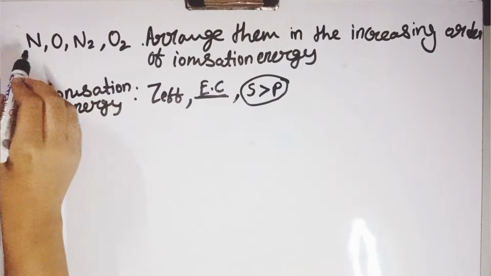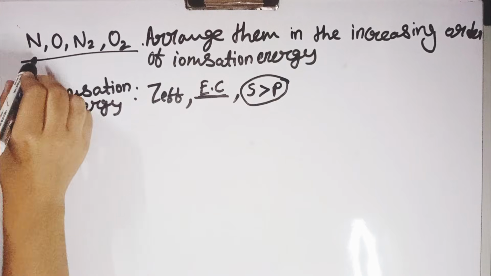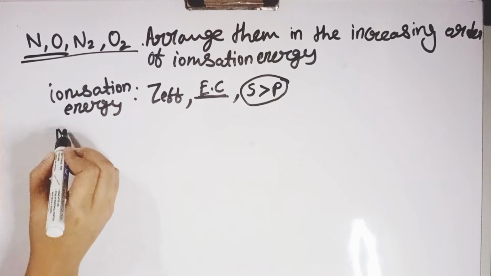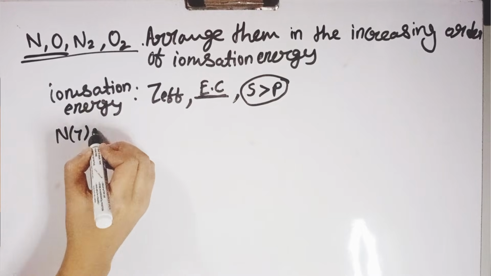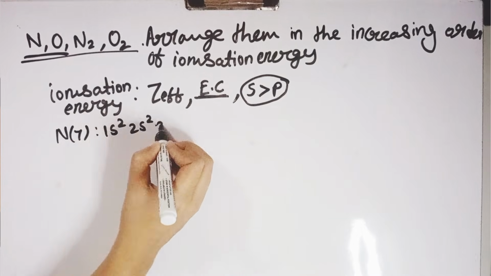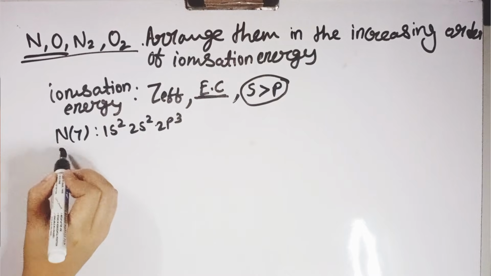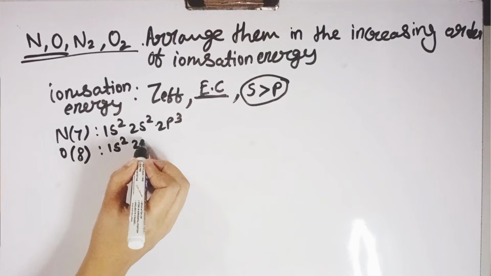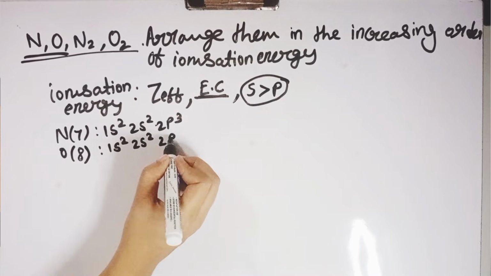Okay, so now let's look at the things given to us. First, we will look at nitrogen and oxygen. So for nitrogen and oxygen, let's write their electronic configuration first. Nitrogen: 1s2, 2s2, 2p3. For oxygen, atomic number 8, we have 1s2, 2s2, 2p4.